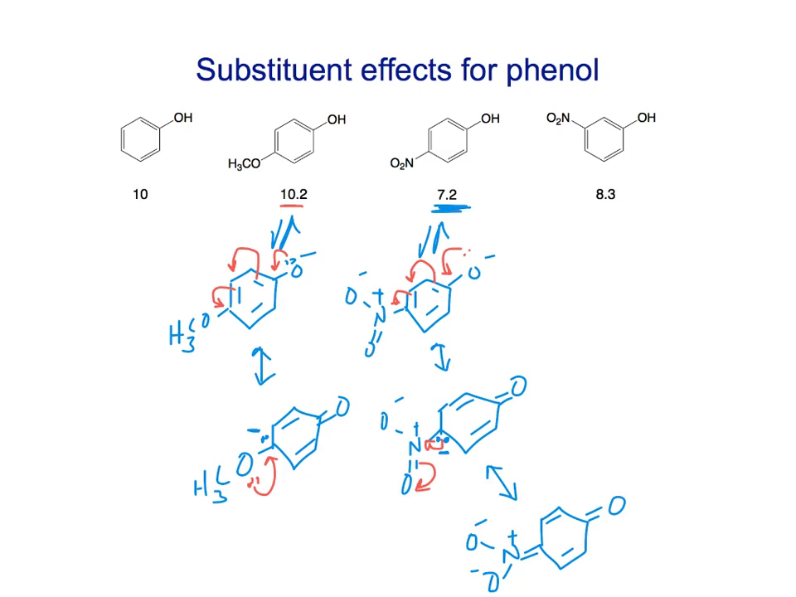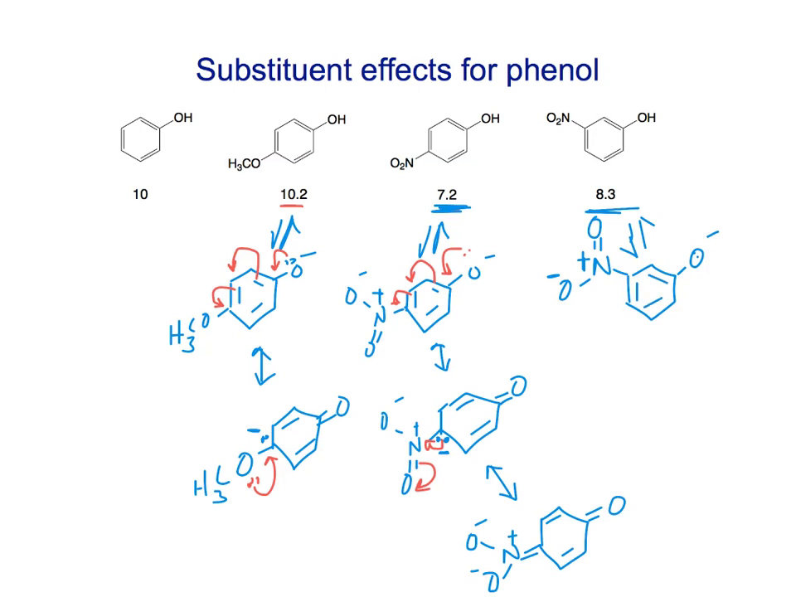What about when we have that nitro group in the meta position? We don't see as much effect. So why would that be? Right, because the negative charge, or those electrons, can't land right on the position of the nitro group. All right, so let's draw that out. Okay, here's the conjugate base. Here's the nitro.